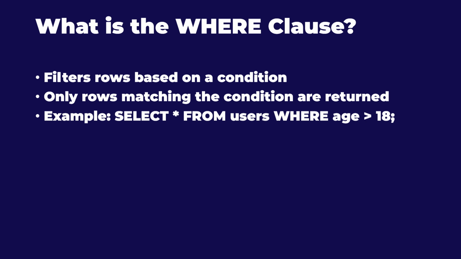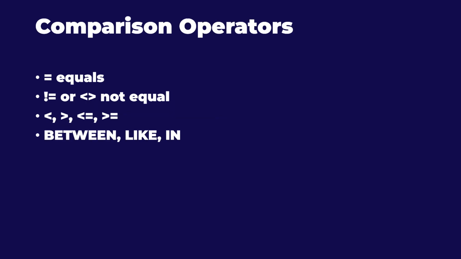The WHERE clause lets you choose which rows to include. In this example, we're selecting only users whose age is greater than 18. You can compare values using operators like equals, not equals, and greater than. You can also match patterns with LIKE, check a range with BETWEEN, or check a list of options with IN.